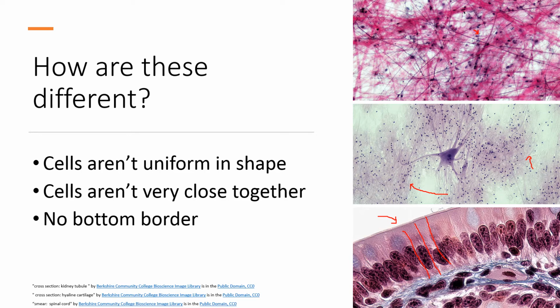Notice also that the cells in the connective tissue at the top and the nervous tissue in the middle don't appear to be sitting in one plane. So the epithelial tissue down here at the bottom of the slide, all the cells look like they're sitting on a shelf, right? We called that the basement membrane. And all of the cells appear to be connected to that shelf, right? We don't see that up here in the other two tissue types. So that's another difference. No bottom border, no basement membrane.